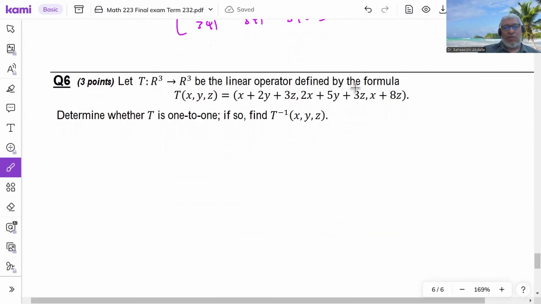Let T be the linear operator defined by this formula. Determine whether T is 1 to 1. Well, T is 1 to 1 if T inverse exists. And T inverse exists if we can find the standard matrix for T inverse. So let me first find the standard matrix for T. I have X, Y, and Z. Write the coefficients 1, 2, 3, 2, 5, 3, 1, 0, 8. This is the standard matrix of T.